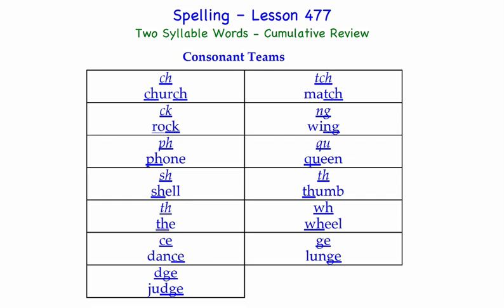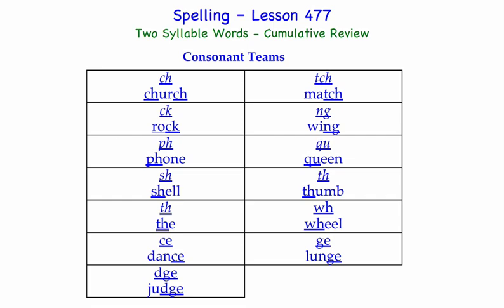NG in wing represents the sound ng. NG must have a short vowel directly in front of it in order to use this team when spelling a word. PH in the word phone represents the F sound f. QU represents the KW sound combined, qua.